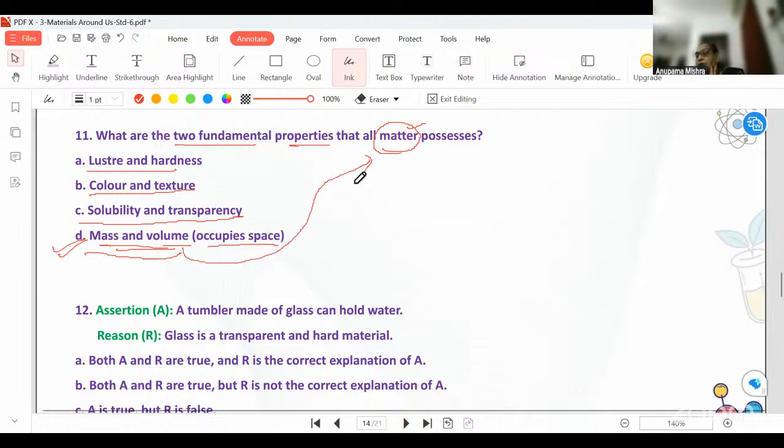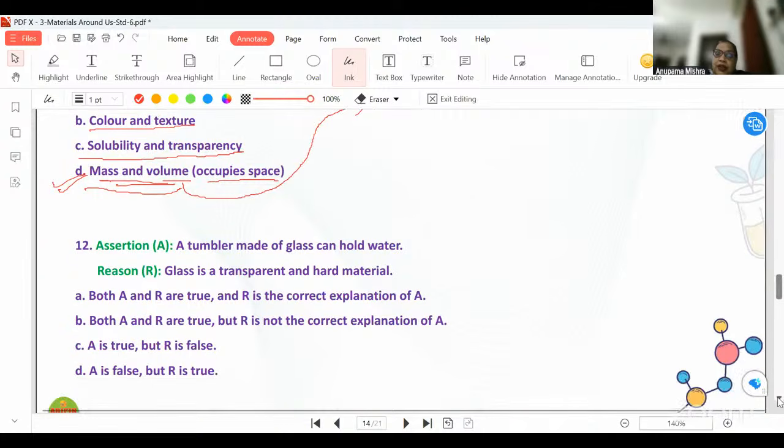Matter possesses properties. Now, the 12th one, assertion and reasoning. Now, you are in sixth standard, which means assertion and reasoning will start. Assertion means what is the fact, and the reason is given according to the assertion. Now, a tumbler made of glass can hold water.